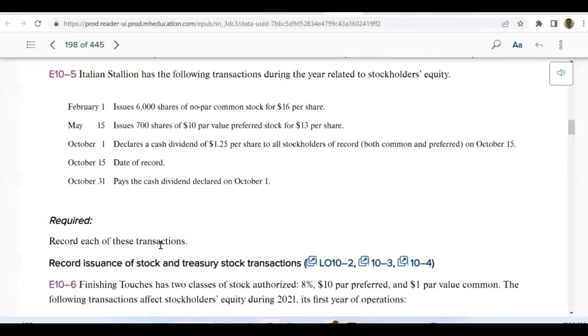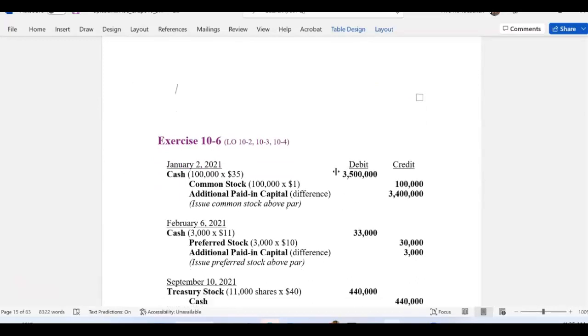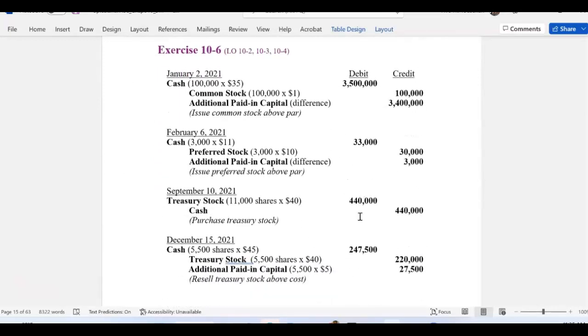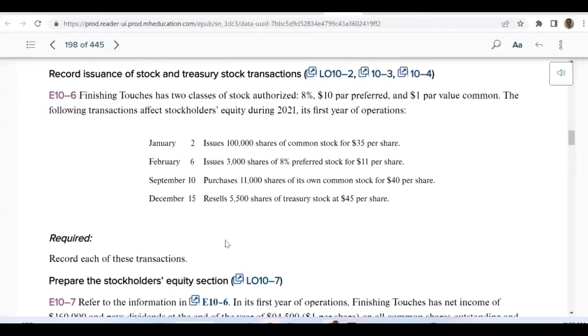Let's see what else we have. Okay, let's do one more, which is number 6, also part of your homework problem. So here is number 6, saying Finishing Touches has 2 classes of stock authorized, 8%, $10 par value preferred stock, and $1 par value common stock. The following transactions affect the stockholders' equity during 2021, its first year of operation.